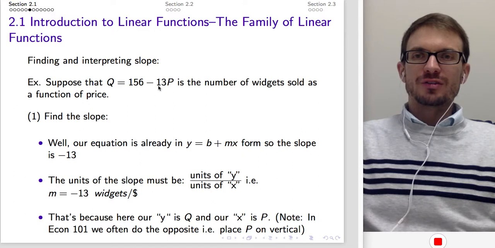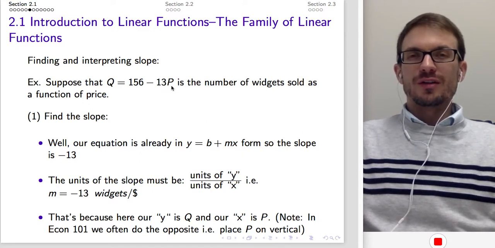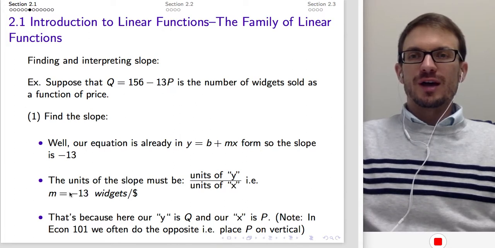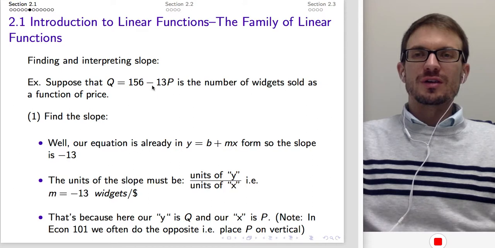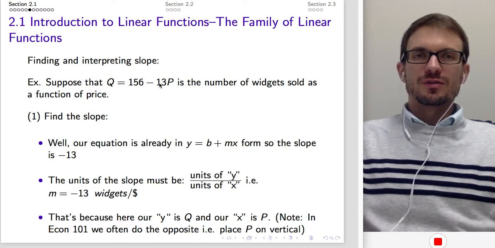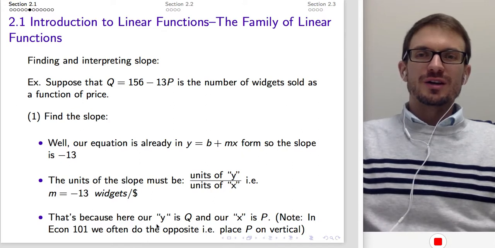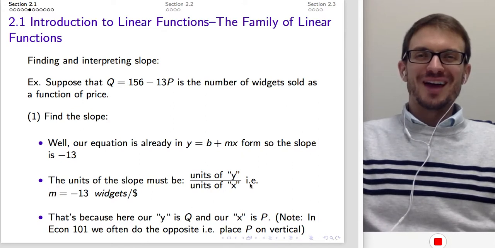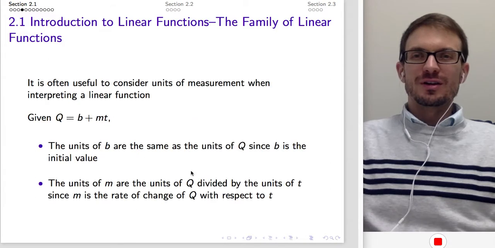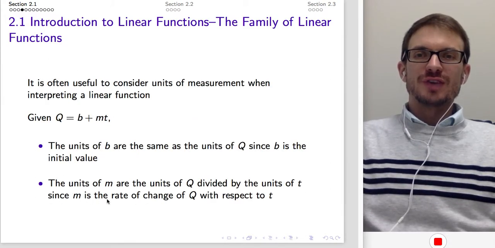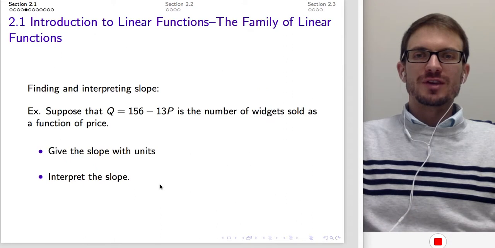So we have minus 13 widgets per dollar, which tells us that with a $1 increase in price, we get a decrease in the total amount purchased of 13 widgets. That's because here our y is Q and our x is P. If you think back to where we say the units of m are the units of Q divided by the units of t, since m is the rate of change of Q with respect to t.